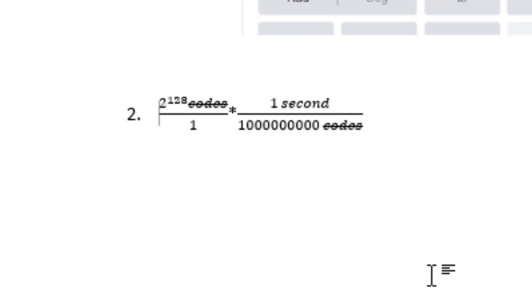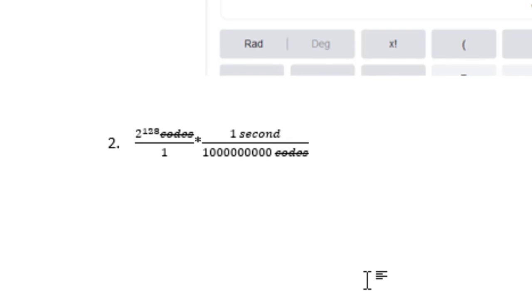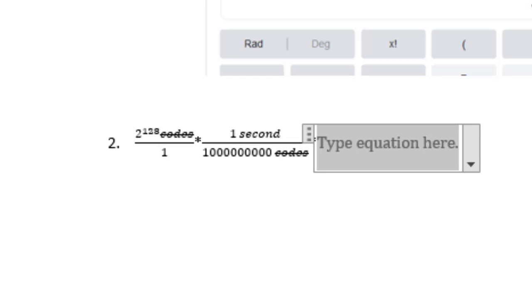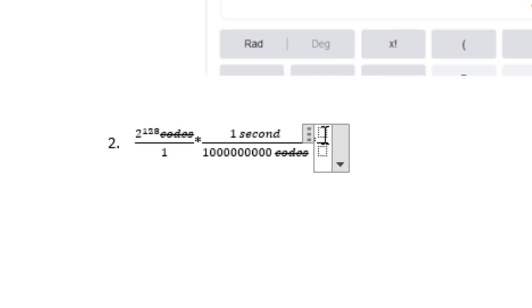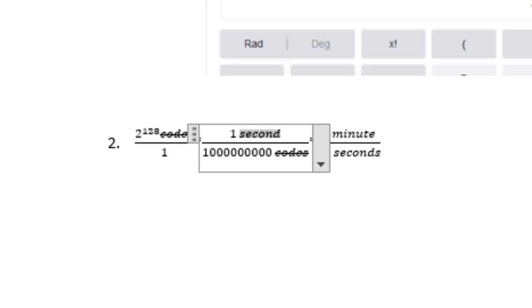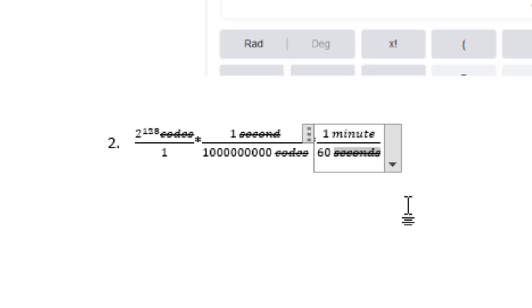So now if you were to do this math right here, you'd know how many seconds it took to crack all those codes. But I asked for years, so we have to convert seconds down even more. So I'm going to use my next fraction, insert equation, fraction, and I'm going to go seconds to minutes. So I know in 1 minute there are 60 seconds. All right, and now if you want, you can come over here and strike out seconds, and now you're down to minutes if you worked the math right now.